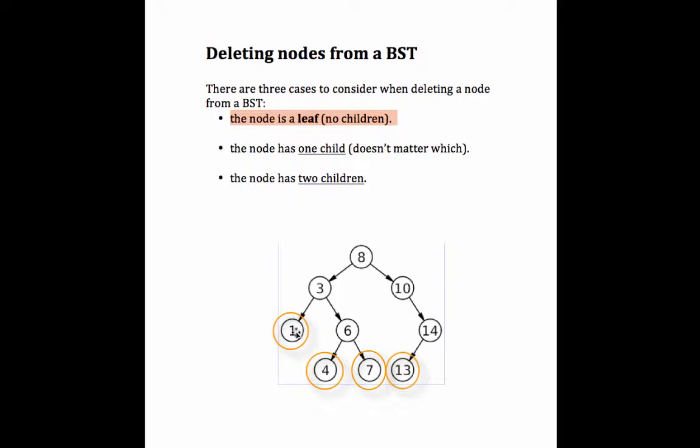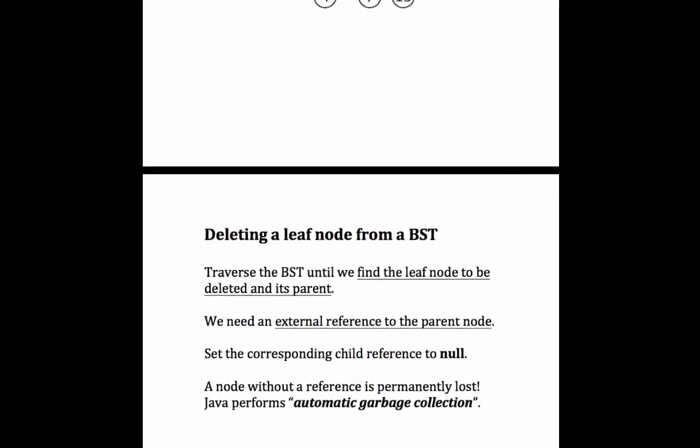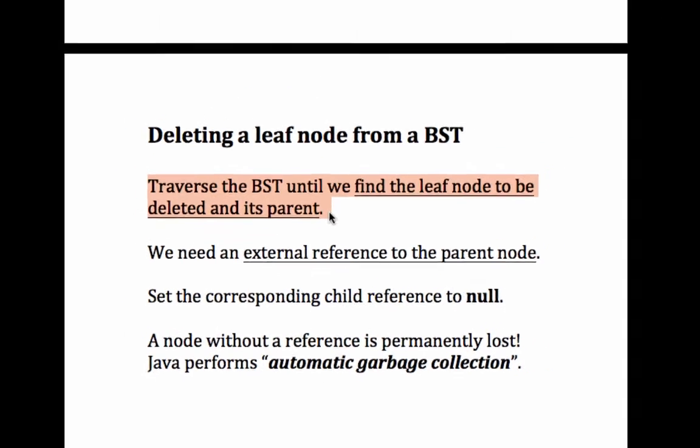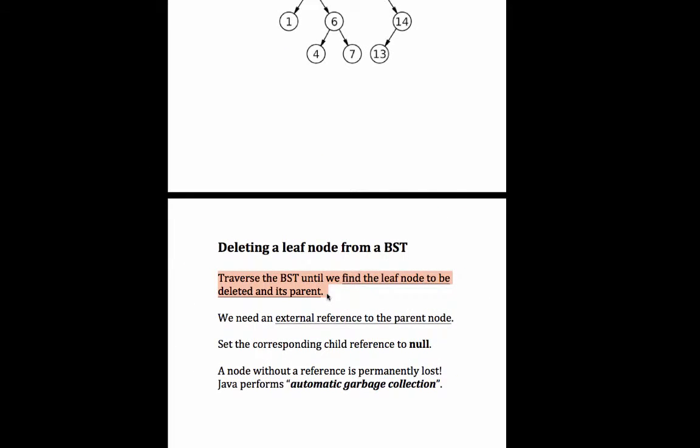In this picture, we have 1, 4, 7, and 13. Those are 4 leaves, so those are nodes with no children. So in order to remove a node that is a leaf, a node that has no children, what we need to do first is obviously to find the node. And it may be that the value that we're given is not present on the binary search tree, therefore there is nothing to be deleted. But if there is a match, then we need to have a reference to that node.